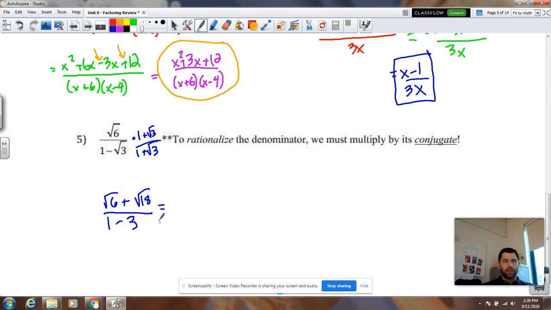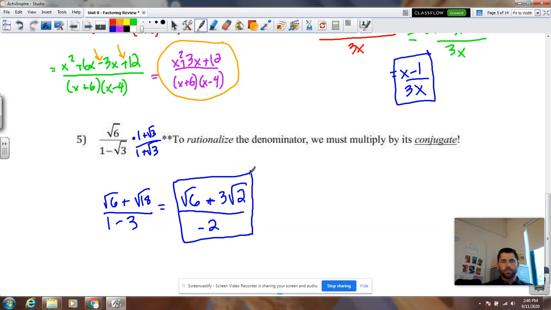And now we can simplify. So radical 6 plus radical 18, careful, is not radical 24. Radical 18 simplifies down to 9 times 2, which we can call 3 radical 2. 1 minus 3 is negative 2. And we're done. Okay, so I think it's as far as we can go. No need to do anything else.